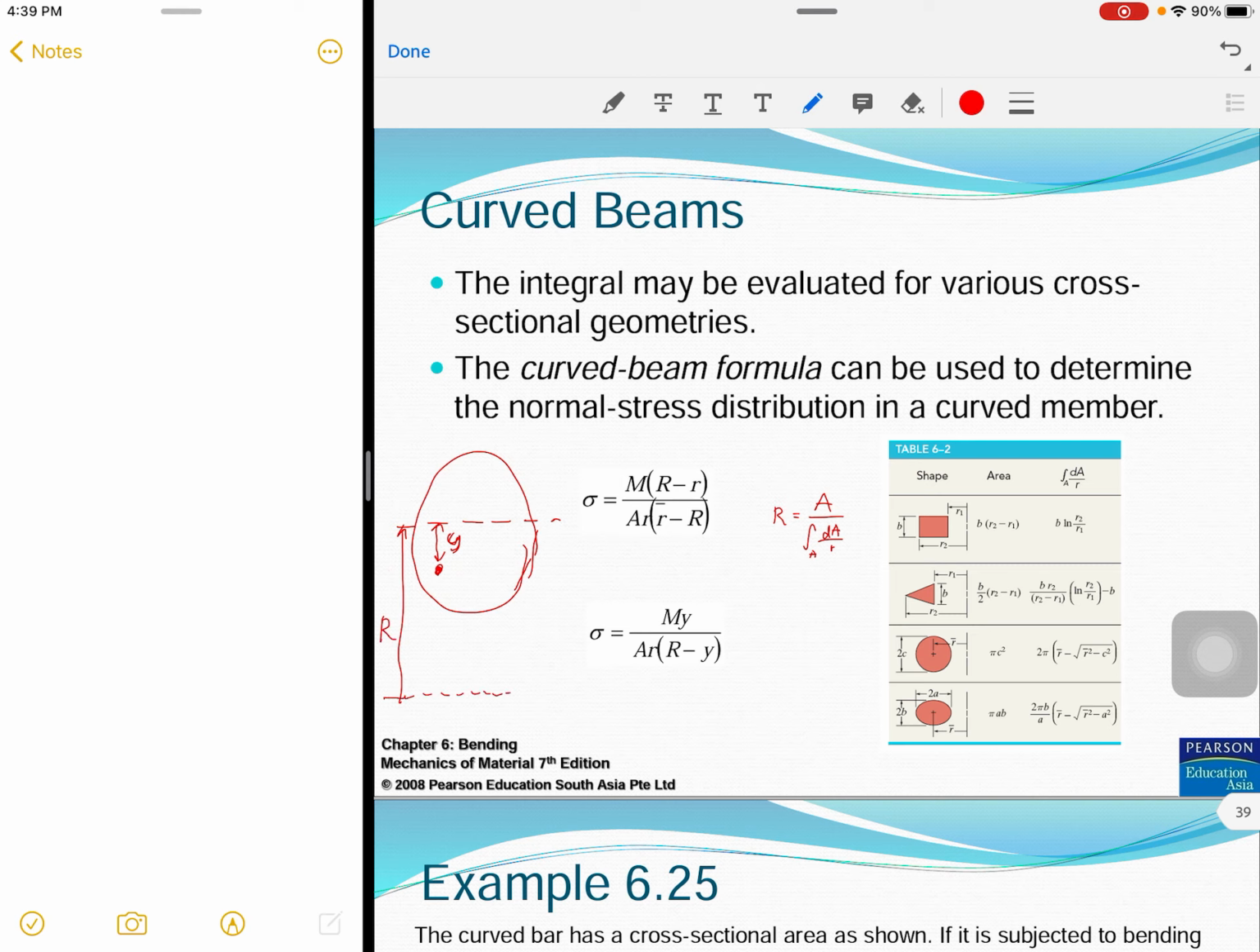This is the origin. So this is the r, the small r. Okay. And you need to know the r prime as well. r prime is from the centroid to the origin.